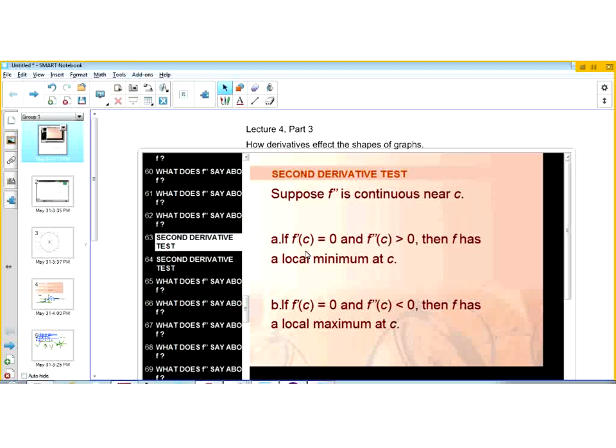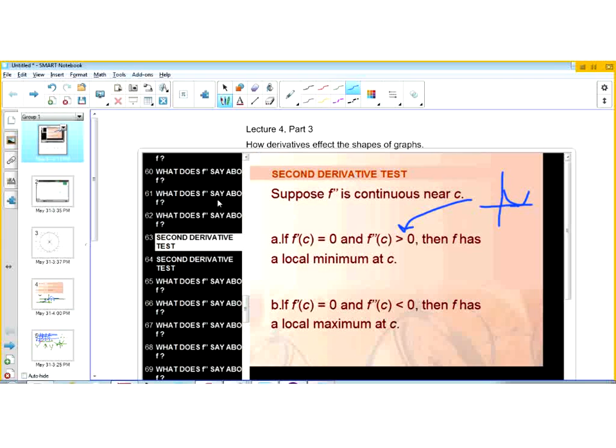The second derivative test. Suppose the second derivative is continuous near a number x equals c. If the first derivative at x equals c is 0, and the second derivative is greater than 0, then f has a local minimum at x equals c. And that makes sense, because think about what happens at a local minimum. Local min, you've got to be concave up, and in order to be concave up, you've got to have the second derivative greater than 0. So this is a good check.